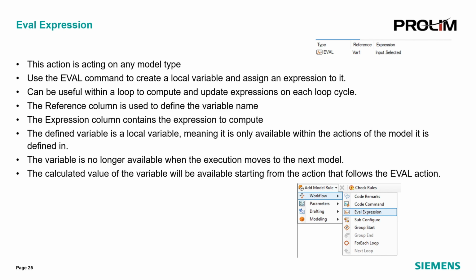Next, we have the eval expression. Again, this model action can be applied to any type of model. So basically what the eval command does is it creates a local variable and then assigns an expression to it. So we can create a local variable which can be used within a loop to compute, and then we can update the expressions on each loop cycle. In the reference column, you'll select the variable name, and in the expression column, you'll select the expressions that you want to compute.